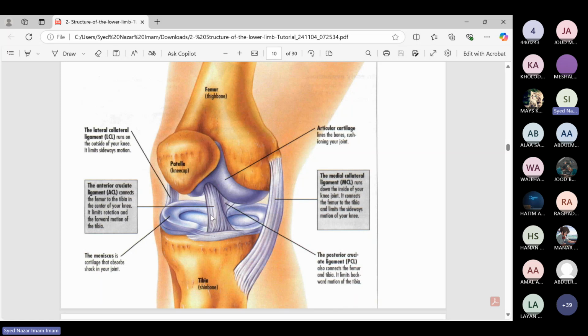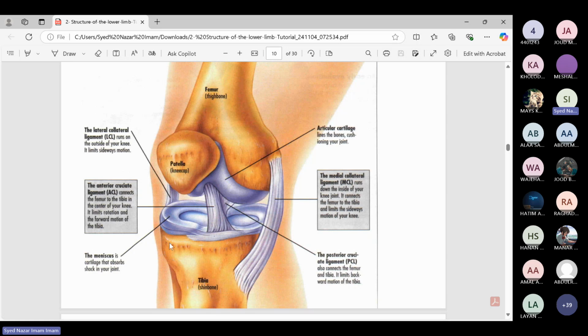So you remember these two ligaments, very, very important ligaments, and the function of these two ligaments, and how you are going to test these two ligaments. We have anterior drawer test for anterior cruciate ligament, and we have posterior drawer test for the posterior cruciate ligament. So these are the ligaments, and these are the extra ligaments.